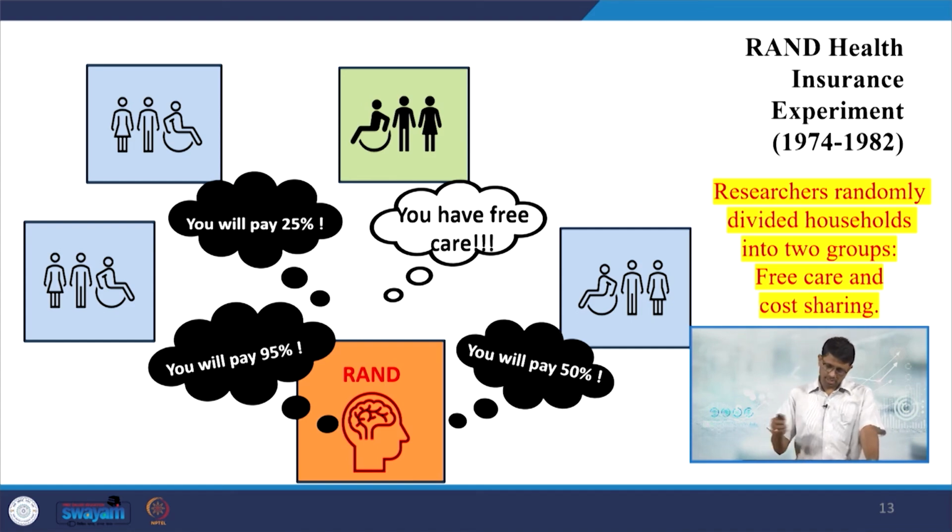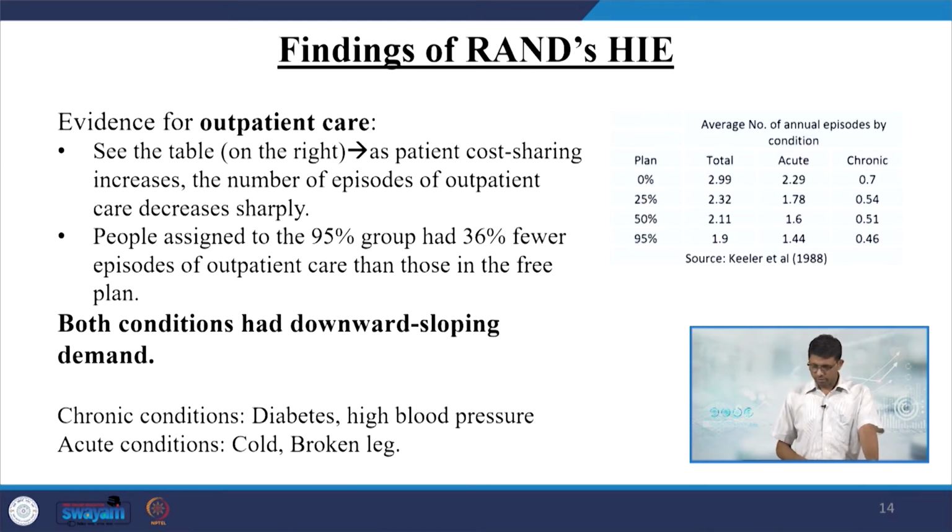So, we will discuss all sort of things. In addition to that, we have already said cooperative models were also mentioned, but at this moment in the example we will discuss these 4 categories: free, 25% type, 50% type and 95% type, to find out the number of episodes, the average number of annual episodes by different conditions.